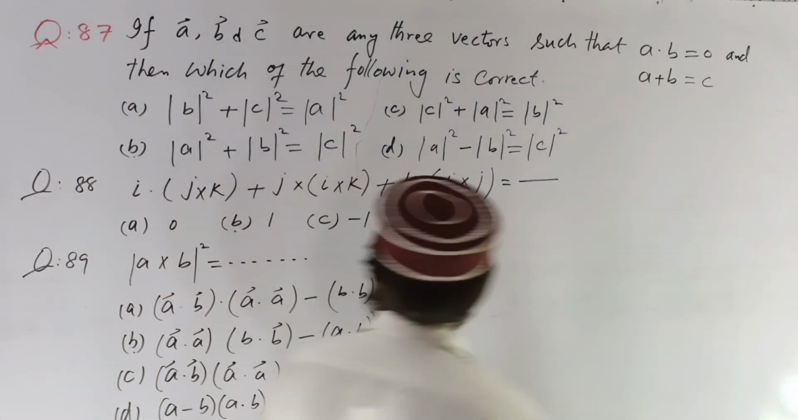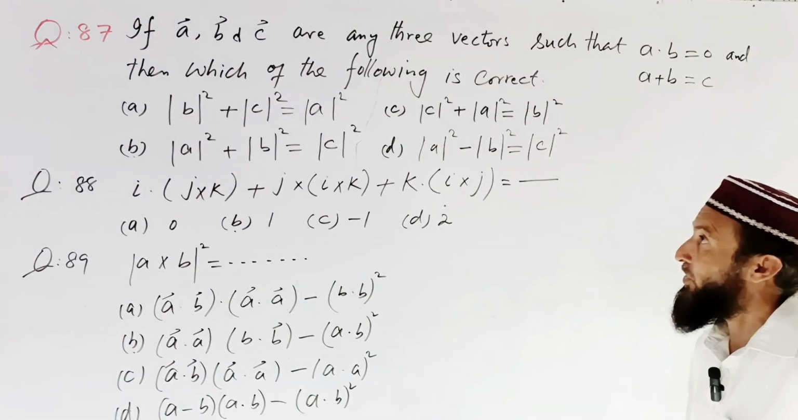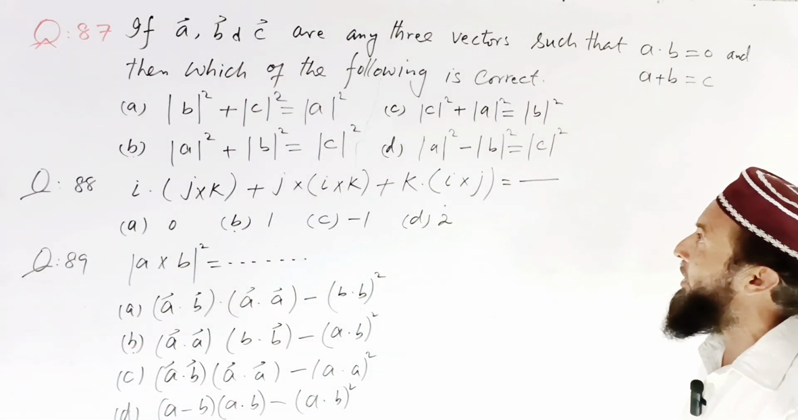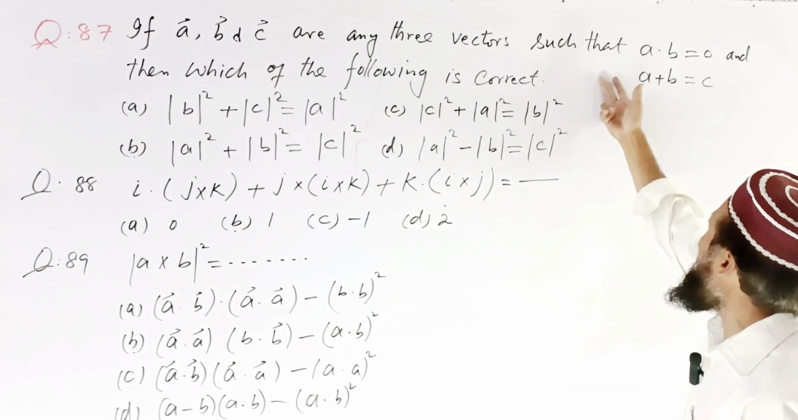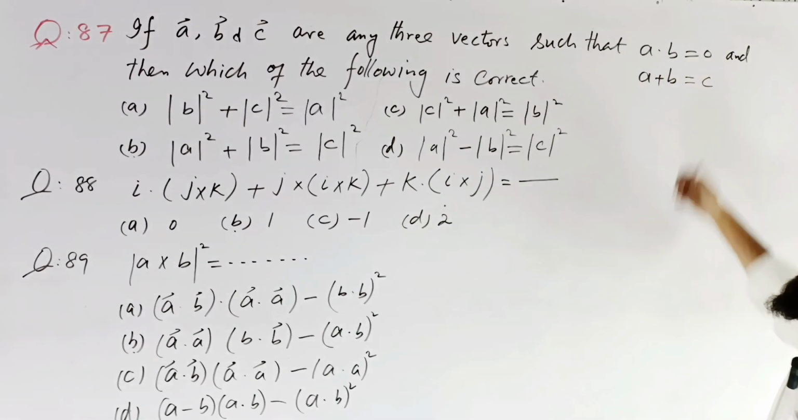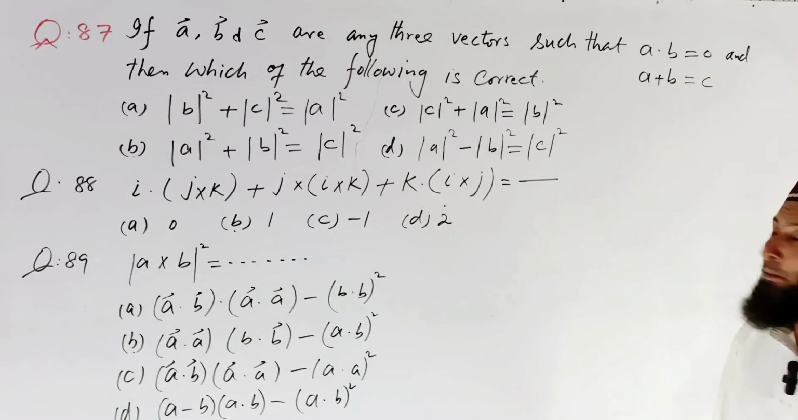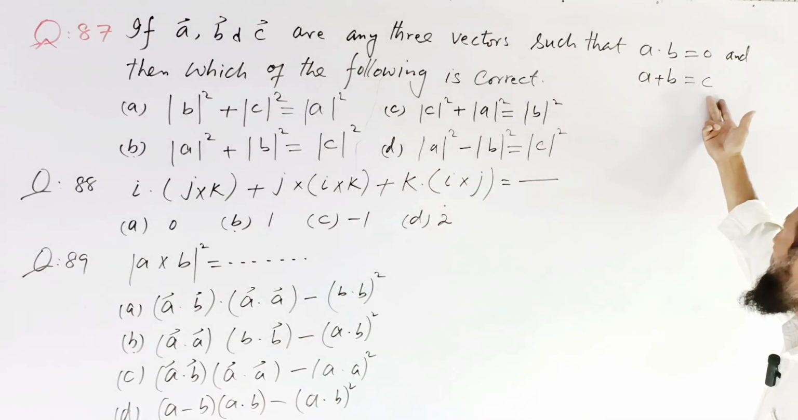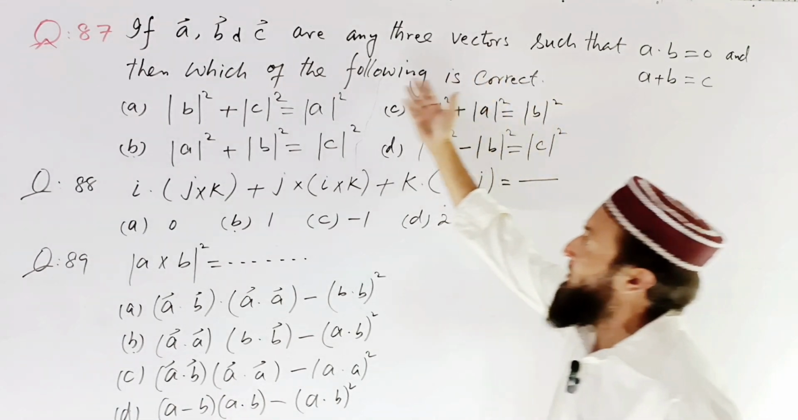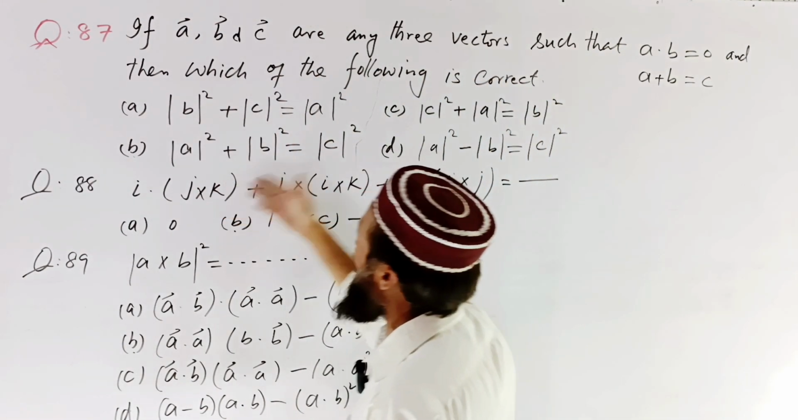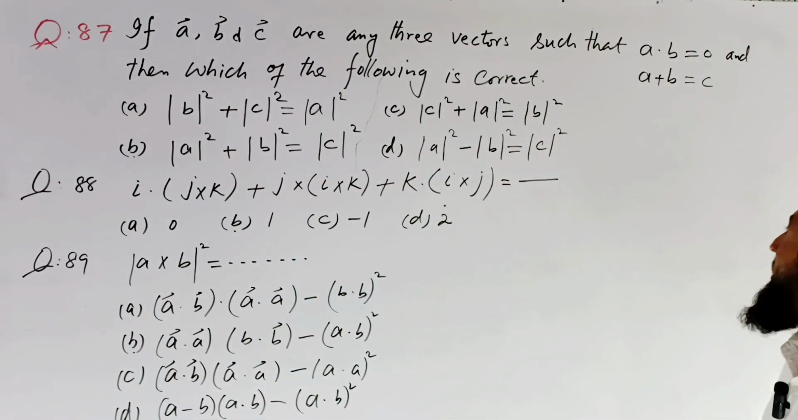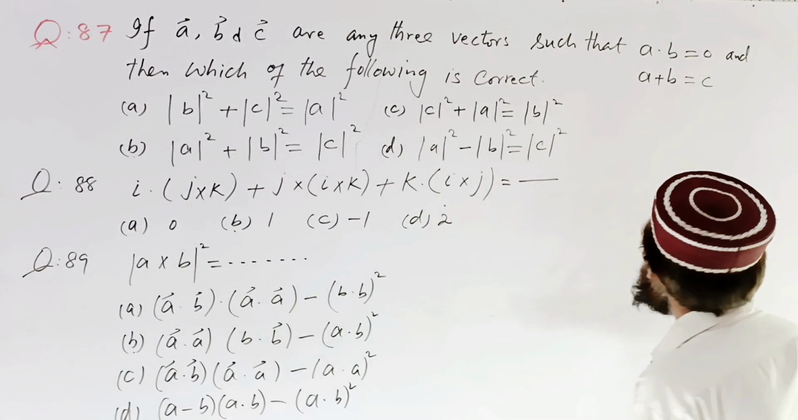Hello viewers, now we are proceeding to question number 87. If A, B and C are three vectors such that A dot B is equal to 0, meaning they are perpendicular to each other, and A plus B is equal to C, what is the correct answer among the following? Four choices are given according to this property.